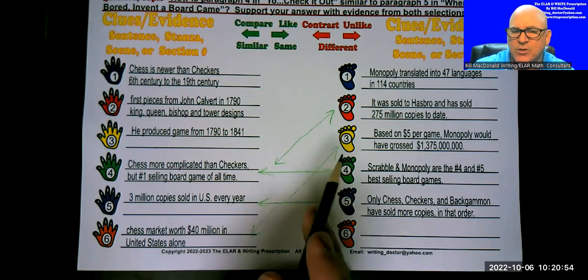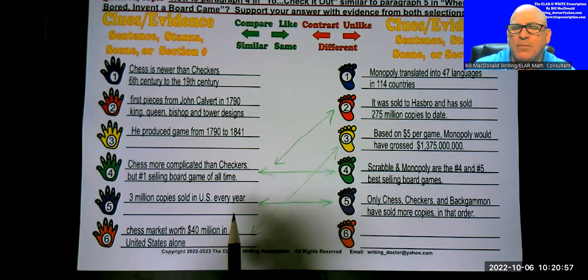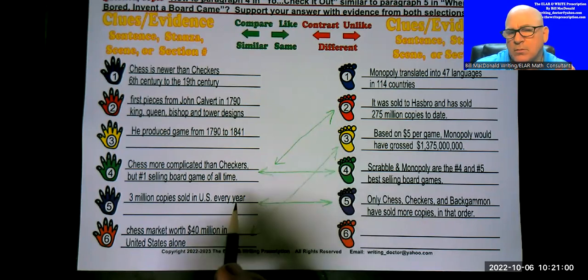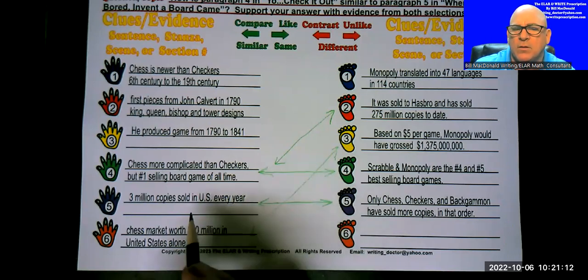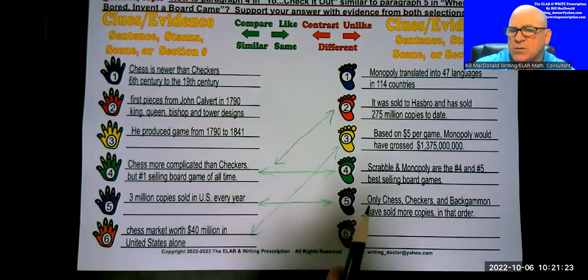Another one that only has one connection here. The games were very popular. You can tell from both paragraphs, the games were very popular. That's something that's similar. Evidence, proof, clues. 3 million copies are sold every year in the US, connected to only chess, checkers, and backgammon have sold more copies than Monopoly. So if I look and see, I think this one's easier.